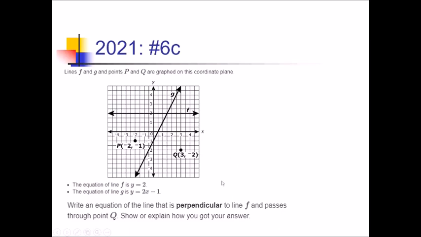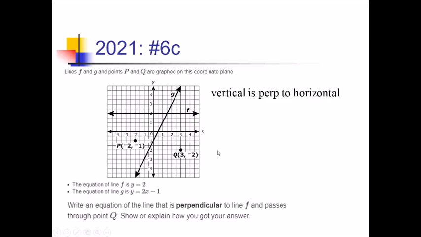For part C, they want an equation of a line that is perpendicular to line F and passes through point Q, and then explain. Perpendicular means it meets it at a right angle. So if you are starting with a horizontal line, the line that's perpendicular to that is going to be a vertical line. So we need a vertical line then, and we need one specifically that goes through this point.